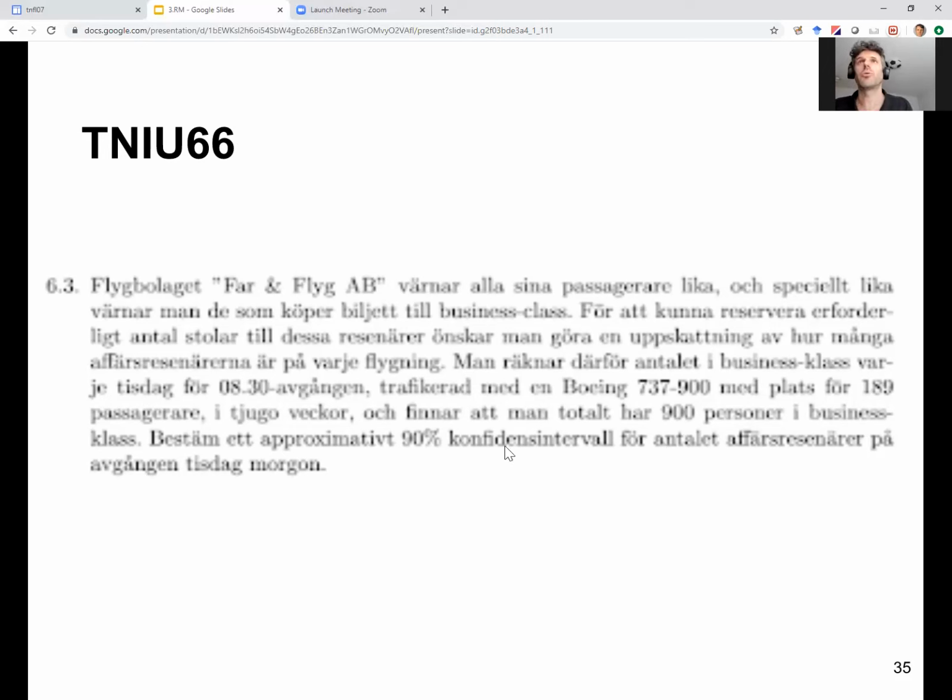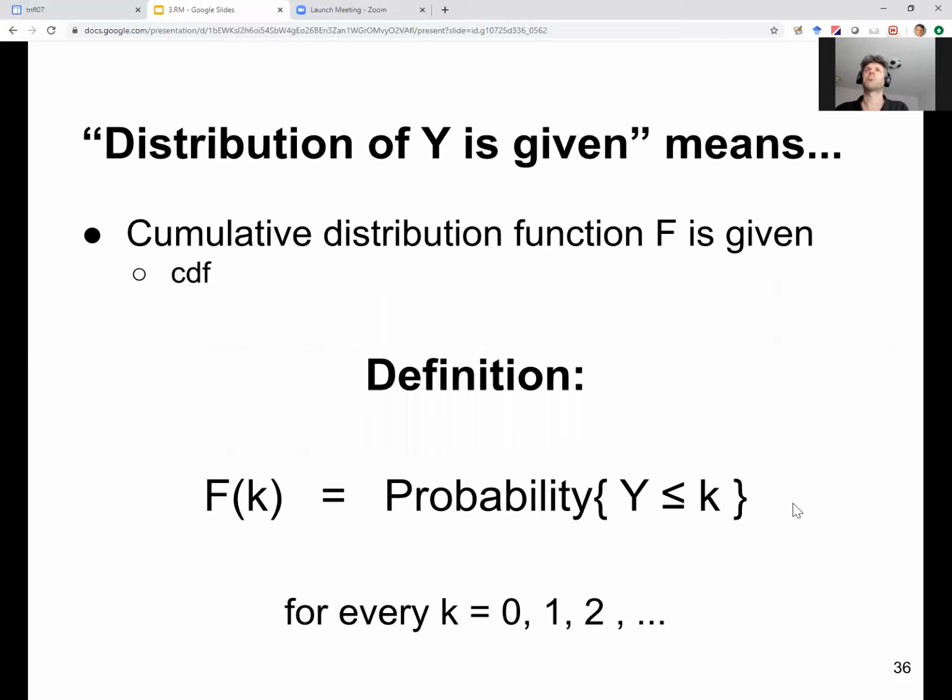Frankly speaking, I'm not sure how to solve this problem. I didn't have to do that. You had to do it. But anyway, it just shows you some possible connection to what you might have seen earlier, a way to estimate the distribution of the number of business passengers.